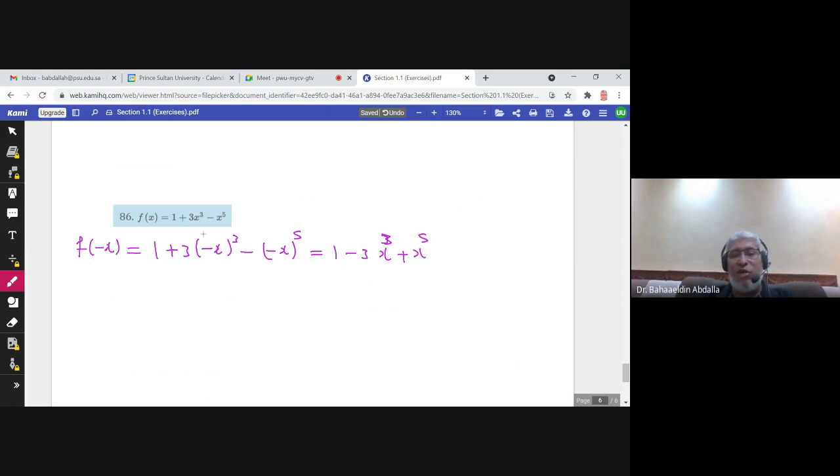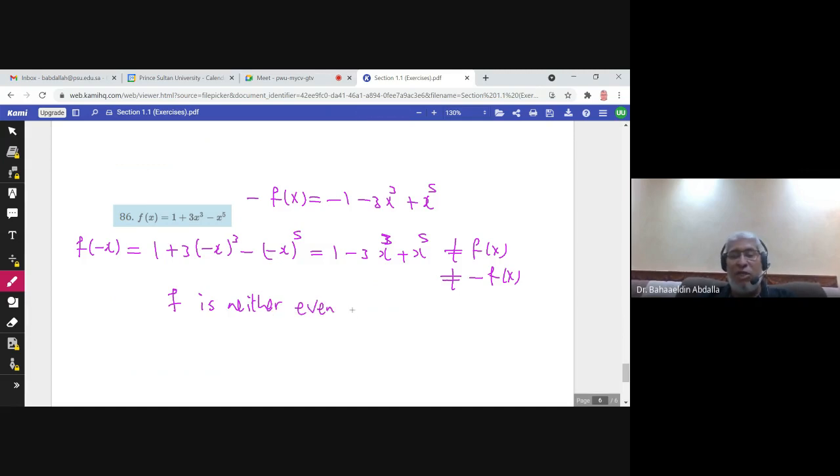Now look at this function. Is this equal to f of x? No, this is not f of x. What is negative f of x? Let us find negative f of x. You multiply everything by minus. So you have negative 1 minus 3x cubed plus x to the power 5. Now compare this with this. Is this equal to this? Of course not. This is negative 1, this is 1. It is not the same. The only problem is the 1 here. So f of negative x is not equal to negative f of x. So f is neither even nor odd.